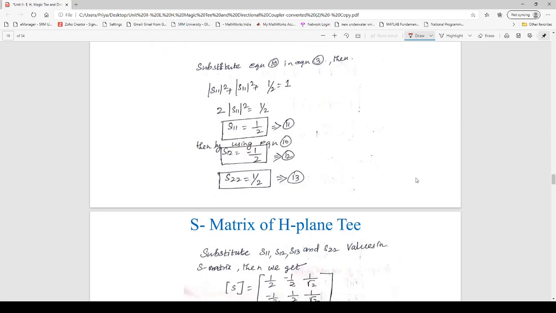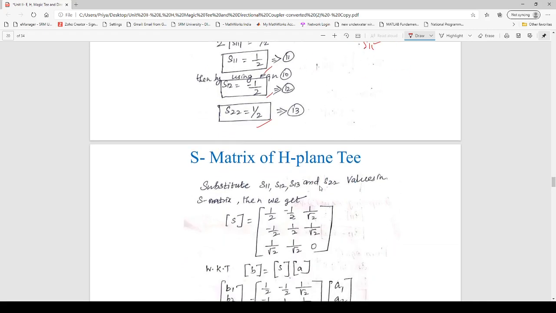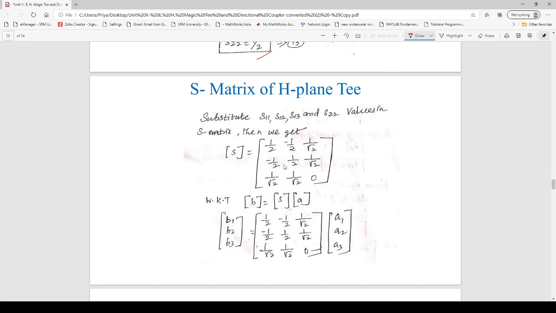So substituting that in the third equation, I can find out what is S11. Since I know S11 is equal to minus S12, S12 is equal to minus 1 by 2, and also we know S11 is equal to S22, so all the 4 parameters I have found out now. Substitute all the parameters in the matrix, so this is my matrix. This is the matrix of your H plane.